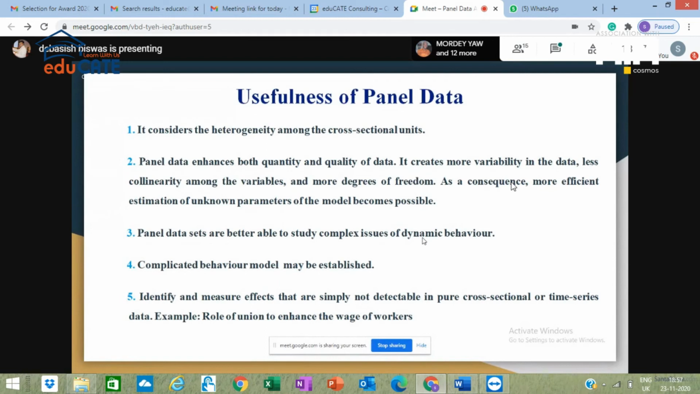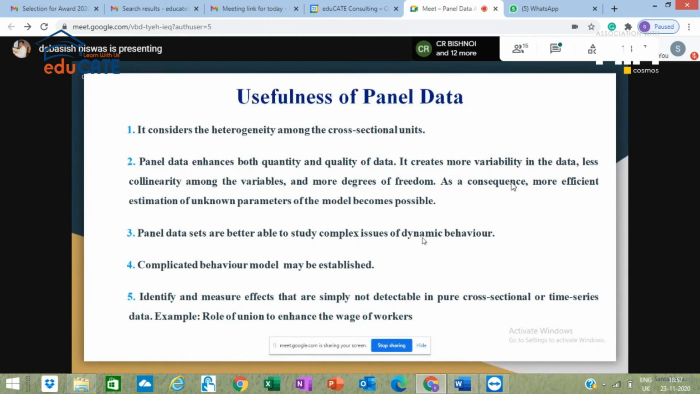So different types of dynamic behavior can be better studied with the help of panel data sets. That is why I have stated here, panel data sets are better able to study the complex issues of dynamic behavior. The fourth point is more or less the same: the complicated behavioral model. If you can study the complex issues of dynamic behavior, then obviously you can develop a complicated behavioral model on the basis of them.